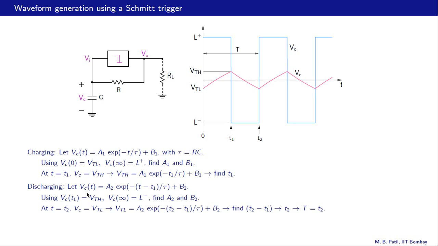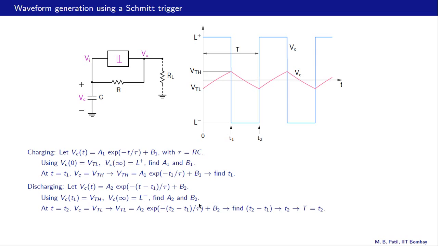What are those two conditions? One, at t equal to T1, VC is VTH. What about the second condition? As t tends to infinity, VC would have reached L minus. So that is the second condition. So using these two conditions, we can find A2 and B2.